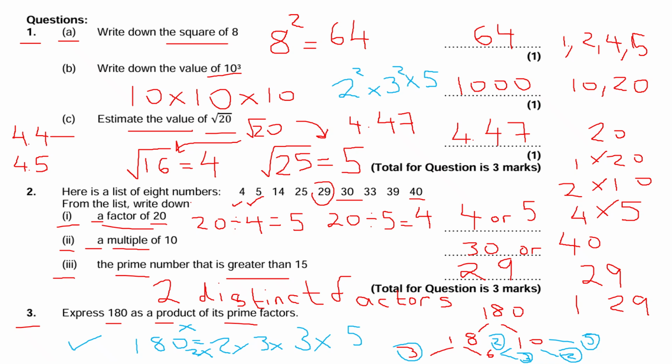So it was 2 by 2 by 3 by 3 by 5, or I can write it as 2 squared times 3 squared times 5. And that, guys, is writing 180 as a product of its prime factors. Okay, thank you very much.